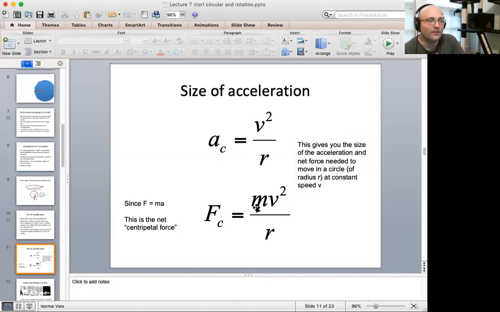So if you think larger objects take more force, that's true. Faster things take more force, that's true. Tighter circles, smaller radius, that also requires more force as well. So all of those factors matter.